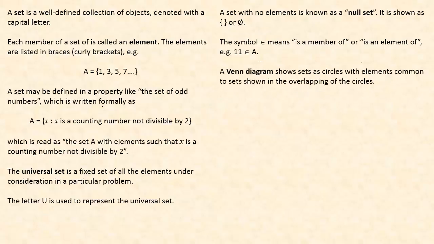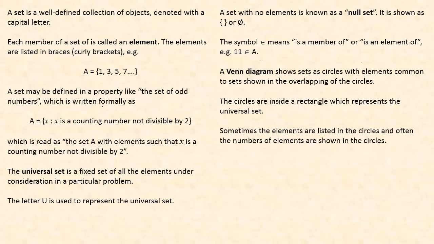A Venn diagram shows sets as circles with elements common to sets shown in the overlapping of the circles. So when we say elements common to sets, we may have more than one set, and if there are numbers that are in both sets, then we put them in the overlap. The circles are inside a rectangle which represents the universal set. So the universal set is represented by a bounding rectangle, and other sets are shown as circles within that rectangle.